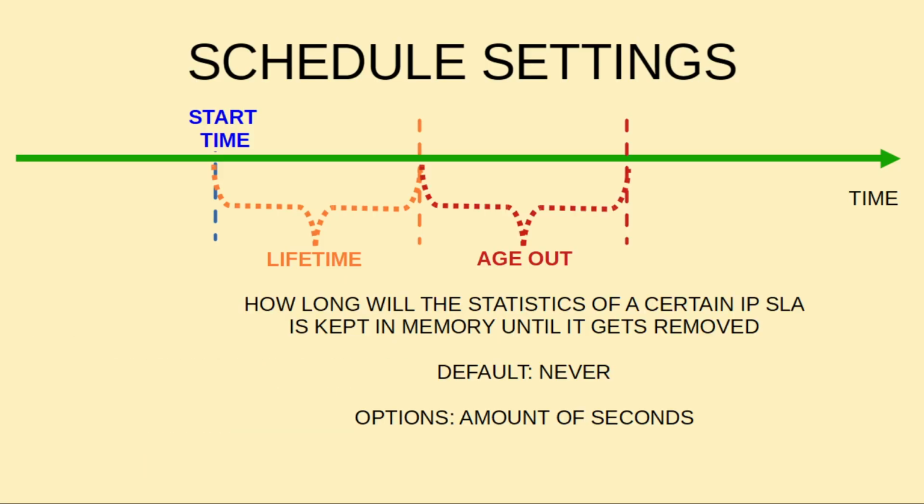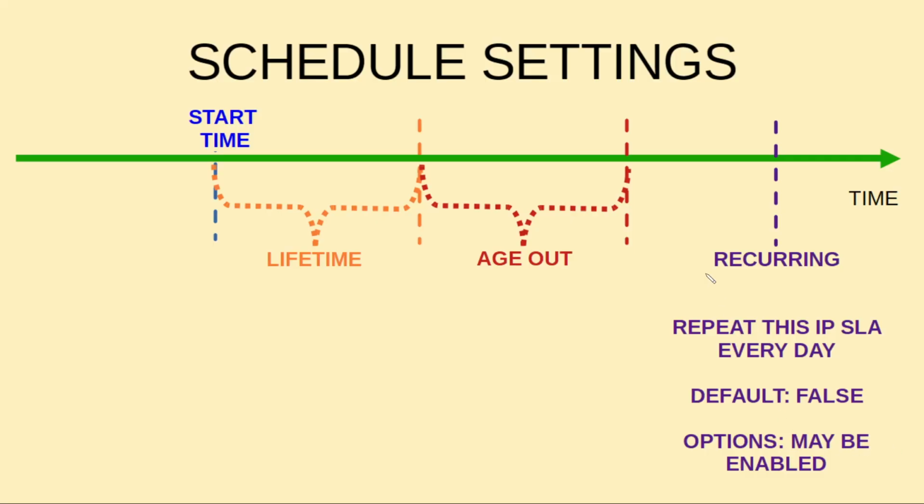The next parameter will be the age out. This will establish how long certain IP SLA statistics remain in memory after the IP SLA stopped. By default, the value is never. That means that statistics for IP SLAs will be kept in memory forever, and we can set it in seconds. We also have the parameter that is known as recurring. This will mean that we'll be repeating this scheduling for this IP SLA every day. By default, it is false, but we may enable it.